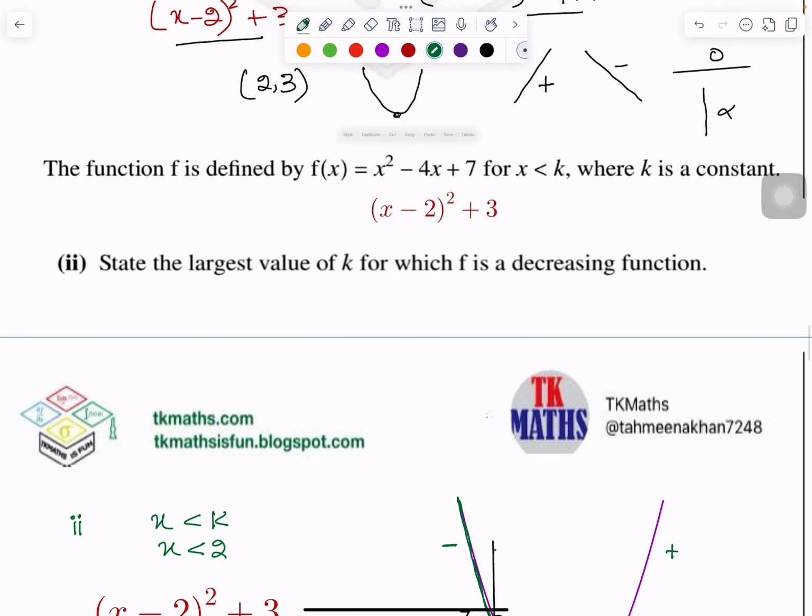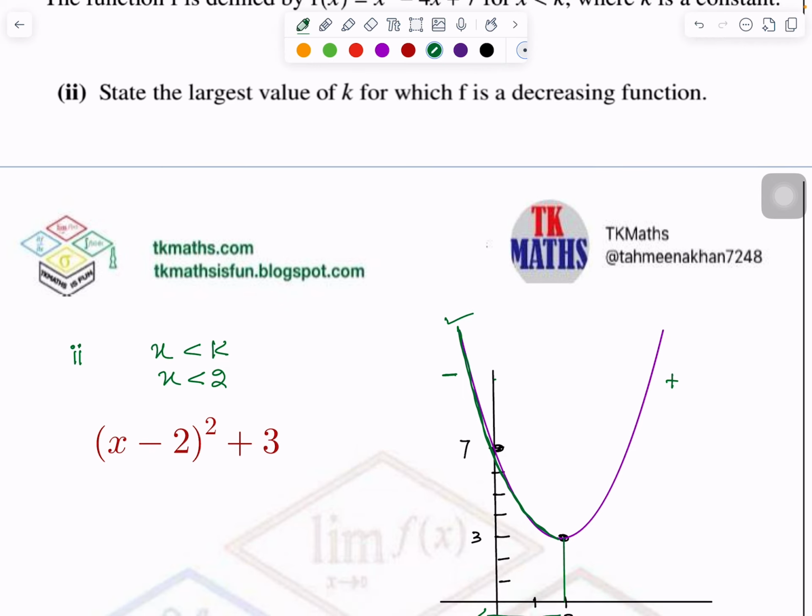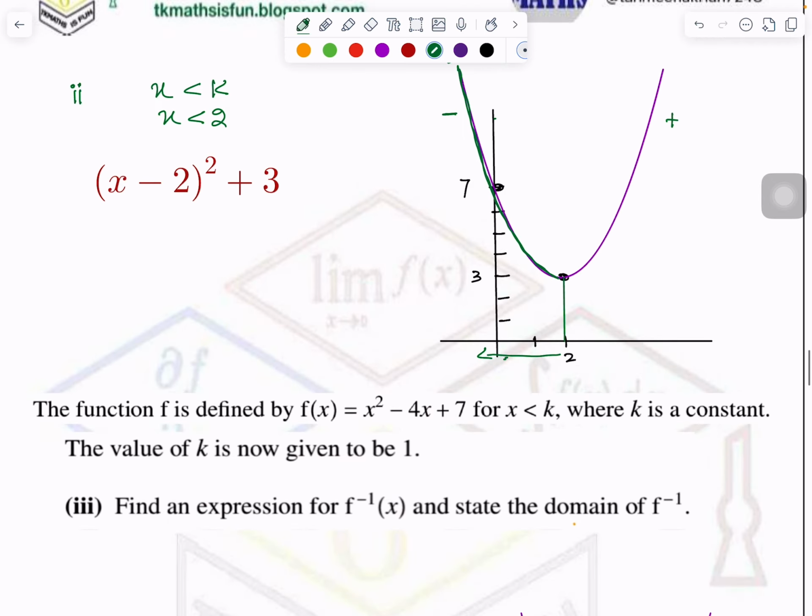Let me delete it from here. So the decreasing function is basically this part of the curve, and the largest value of x on this part is the x coordinate of the turning point. Let's see the third part of the question.